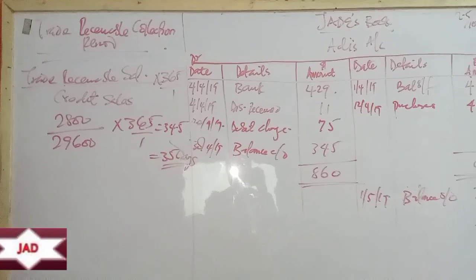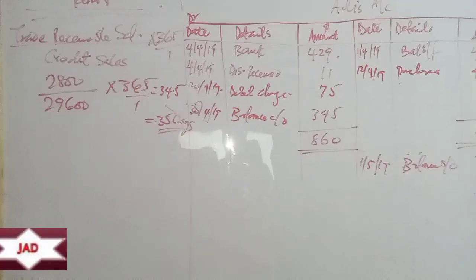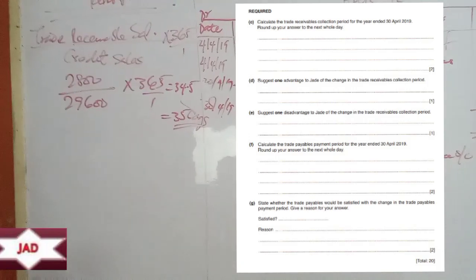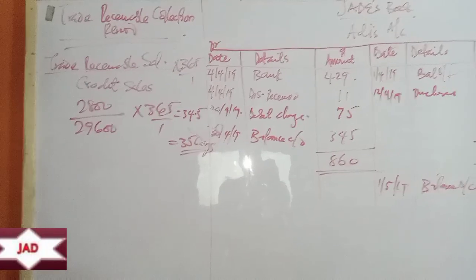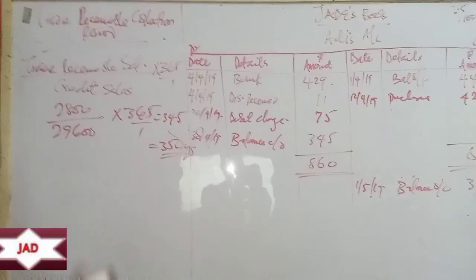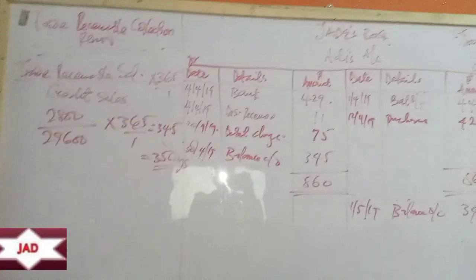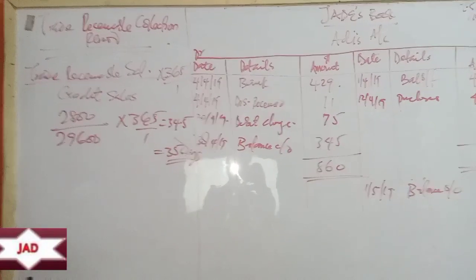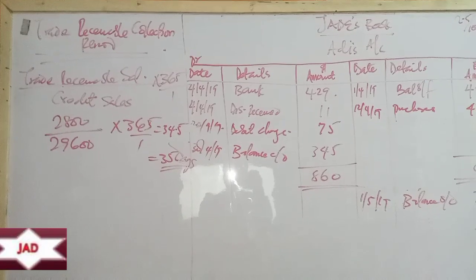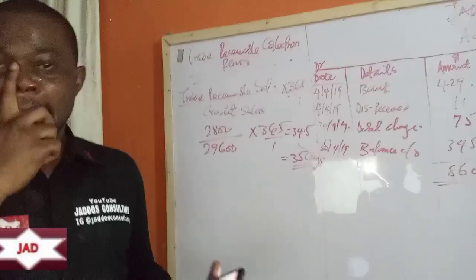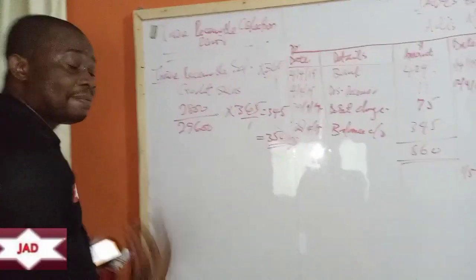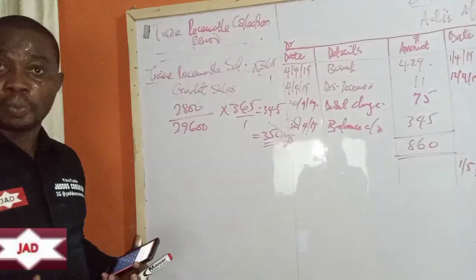Okay, so the next question says suggest one disadvantage to Jade. What's the disadvantage? Ordinarily, Jade is calculating 29 days to collect money, or 28 days that he gives to them. So now he's delaying his own cash receipt from credit customers. Okay, his own cash from credit customers. So what we're saying is that instead of 28 days or 29 days, it's now taking 35 days. So a disadvantage is that it will affect his cash flow.